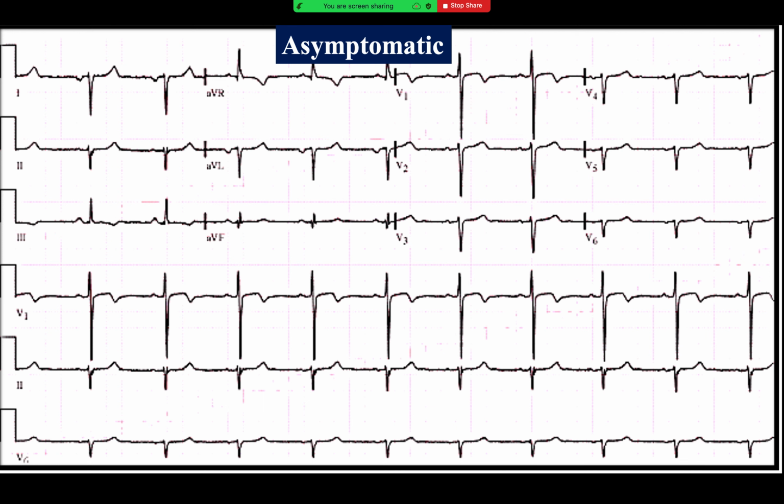So this is an example of levocardia or dextrocardia. So definitely dextrocardia. Okay? That's why I was telling you one can even think of lead reversal, but with situs inversus. Okay?